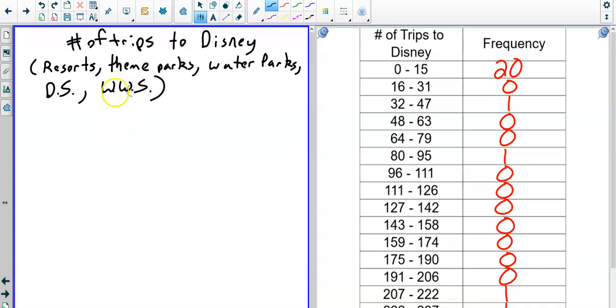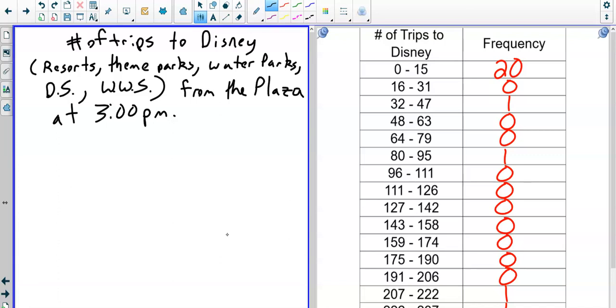I'm just abbreviating this so I can get to the main part. So, number of trips to Disney from the plaza at 3 p.m. That was roughly what our title was. Now I know where it's coming from and when I got it. Your title should be descriptive.